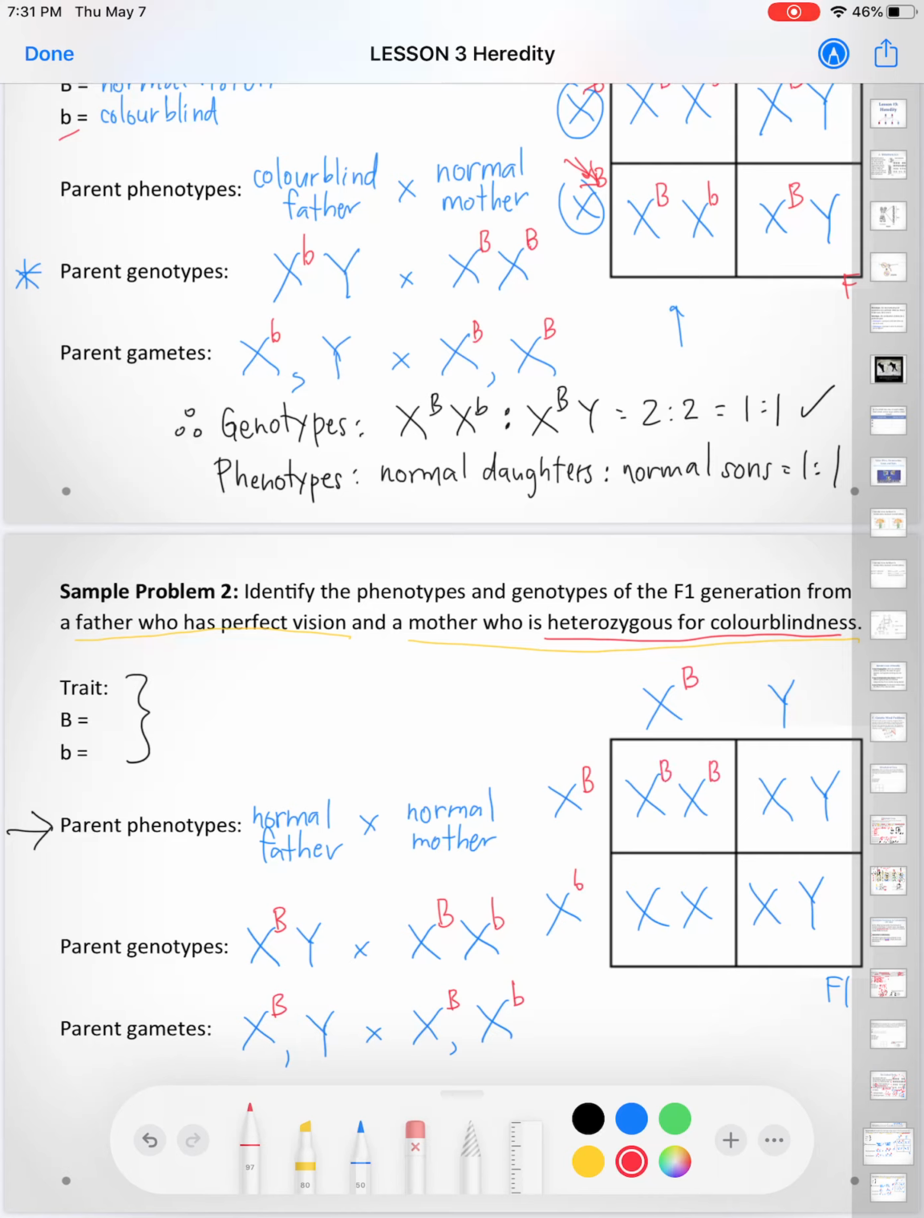Okay, so the first daughter option here has 2 dominant B's. The second daughter is heterozygous. The first son has a dominant B, and the second son has a recessive B. So the question is asking for the phenotypes and the genotypes of the F1 generation. Okay, so what you would say is you would literally list all of the genotypes, right? All 4 of them, and you would put them in a 1:1:1:1 ratio.